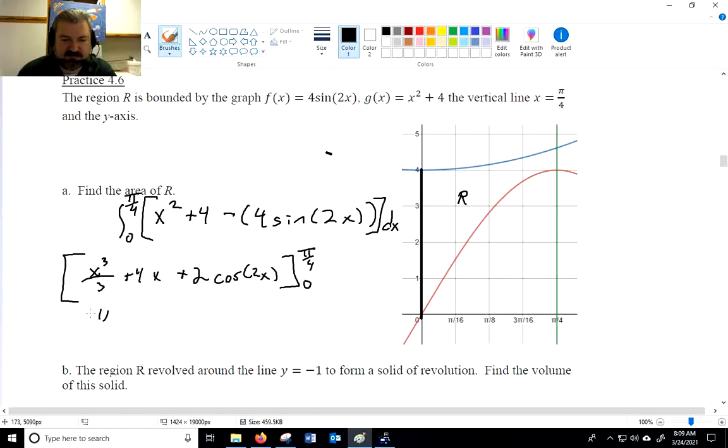So then our result is pi over 4 cubed divided by 3, plus 4 times pi over 4, which is just pi. And the cosine of 2 times pi over 4 is the cosine of pi over 2, which is 0. Then we're going to subtract 0, 0, and 2.